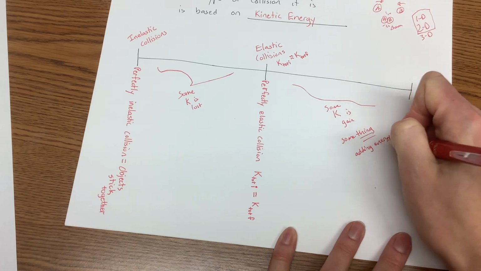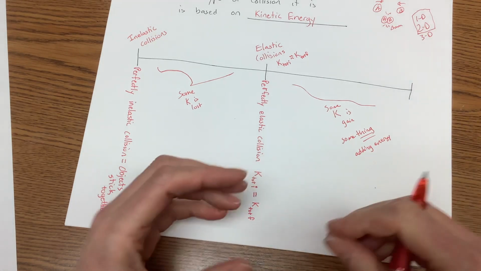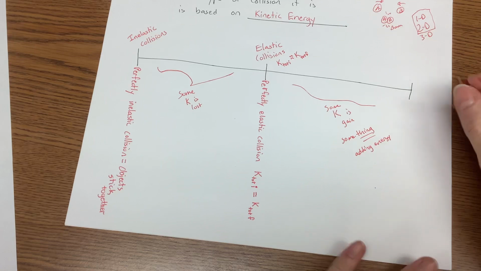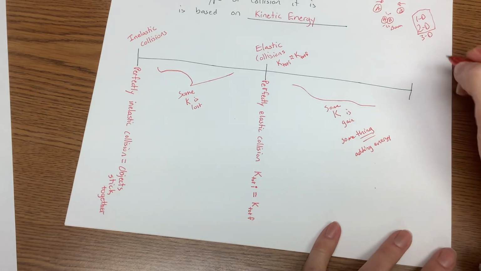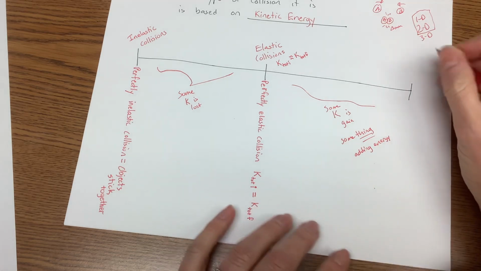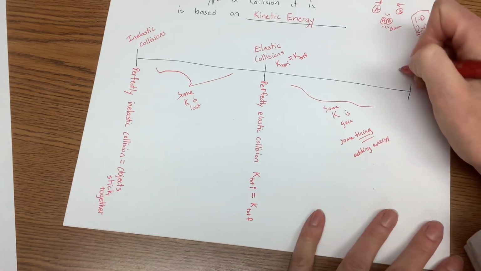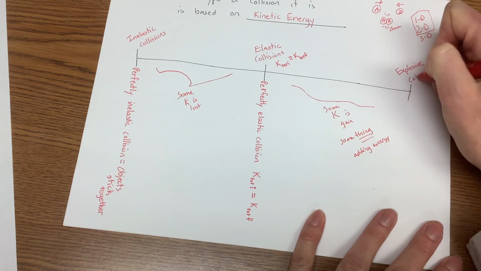In some of the examples in the book, it's a firecracker. Sometimes it's a spring-loaded thing, like in the lab. Somebody had the carts have a little plunger in it. You push the plunger, and the little spring pops out and pushes the carts away. So that's something adding energy. In that situation, these have a fun name. These are called explosive collisions.